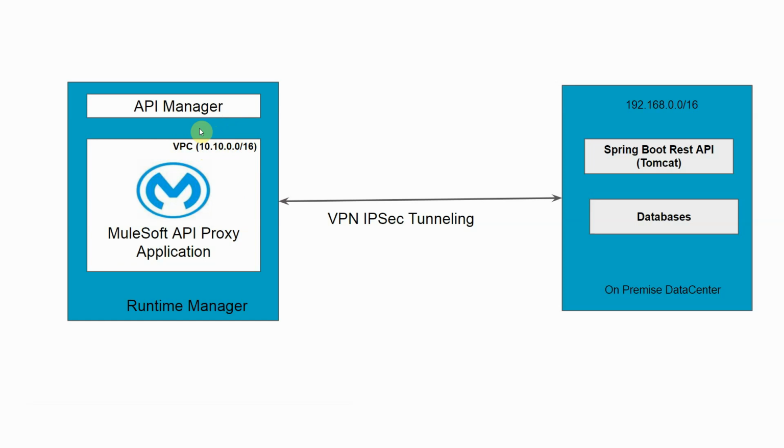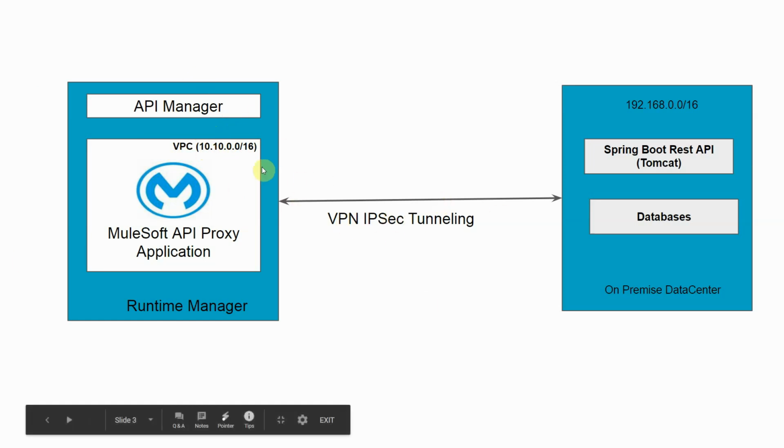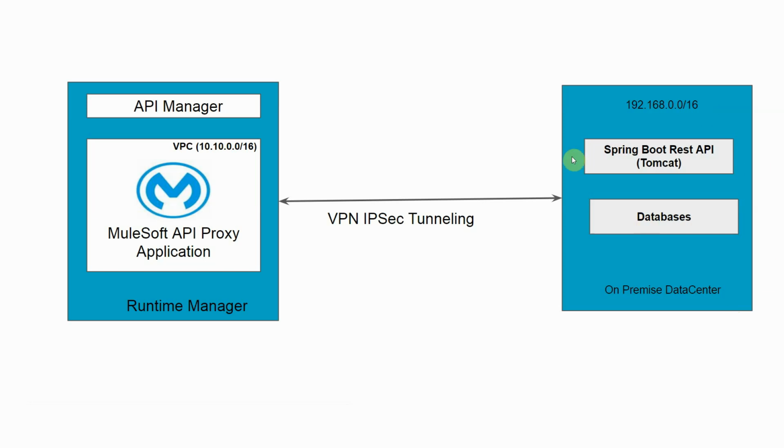Once you have set up the VPC, you have to set up a VPN IPsec tunnel between the CloudHub VPC and your on-premise VPN. You have to set up the VPN IPsec tunnel between your CloudHub and the on-premise data center, so that API Manager can access the REST API deployed on-premise. That is a Spring Boot based REST API running on a Tomcat server that is not accessible over the internet. But if you set up the VPN between your Runtime Manager and the on-premise data center, then you can access those APIs within this particular VPC.